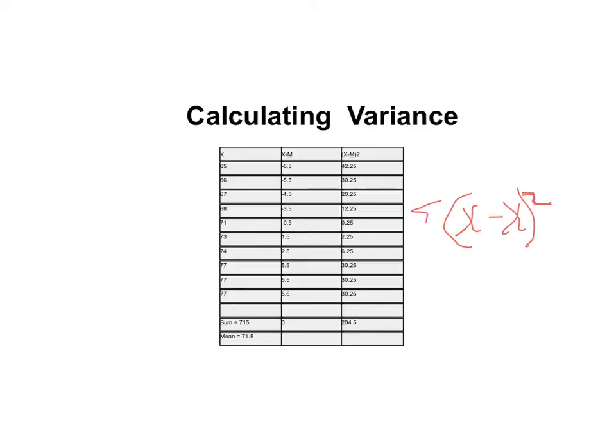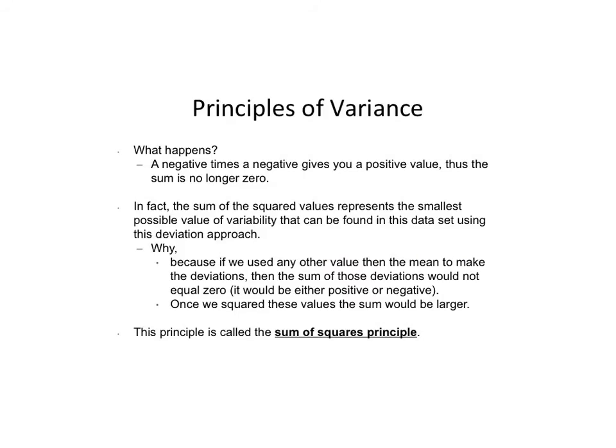So I'm going to take the sum of those values, and that's going to get me a statistic that I call total variance. It's the sum variance, not the average variance. As we see here, a negative times a negative gives you a positive, so we no longer have a sum of 0. Now, the sum of the squared values represents the smallest possible value of variability that can be found in this data set. Why?